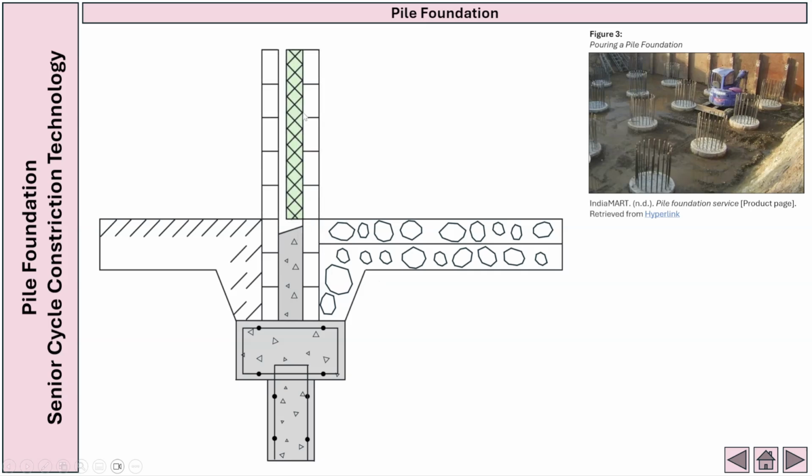Next, we're going to continue the 350 cavity construction. So we've got our 100 external leaf, 50 cavity, 100 insulation, and 100 inner leaf. On top of the hardcore, we have our 40 sand blinding indicated by our dots, and just over here we have got our 30 insulation.